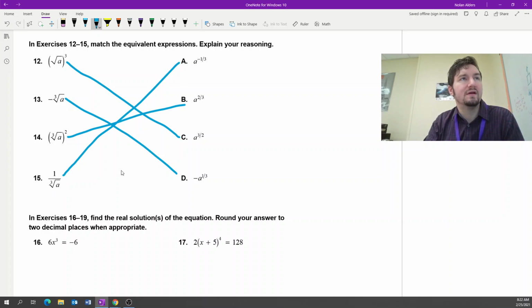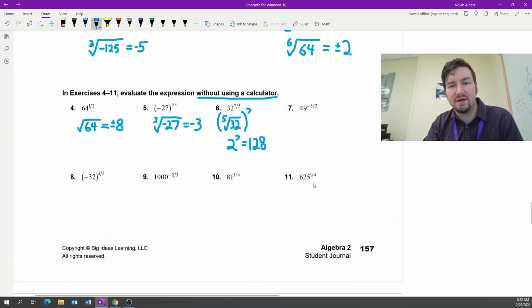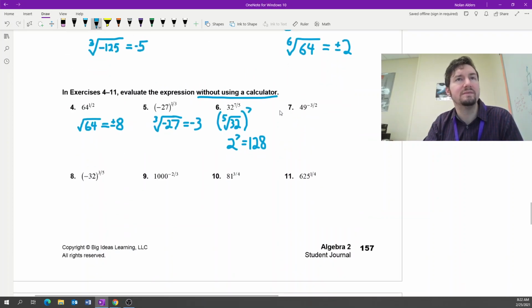of a fraction. So if we go back up here and try to look at this problem number 7, we can see that 49 to the negative 3 halves is going to be 1 over the square root of 49, because 2 is our n. This whole thing is going to be cubed. So we can do this.